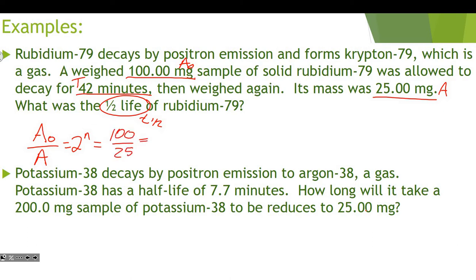Everybody should know the answer to this. 4. There's 4 quarters in a dollar, right? Okay, so 2 to what power is 4? 2 times 2 is 4, right? So n here is 2. That's how many half-lives I've undergone in 42 minutes. So to find the T1/2, I'm going to use the equation that says time total divided by n will give me T1/2. So I've got 42, whoops, that's a lovely 42. 42 divided by 2 will give me the half-life, which is 21 minutes.